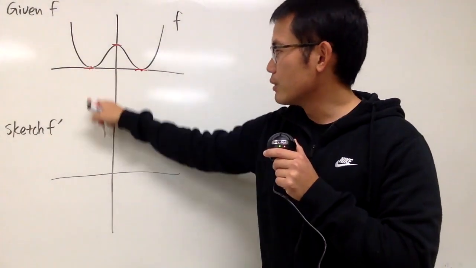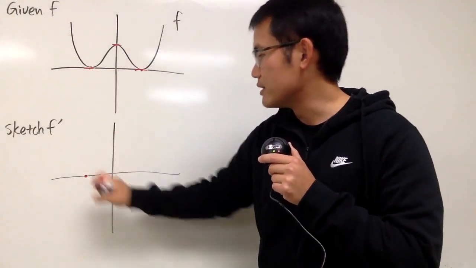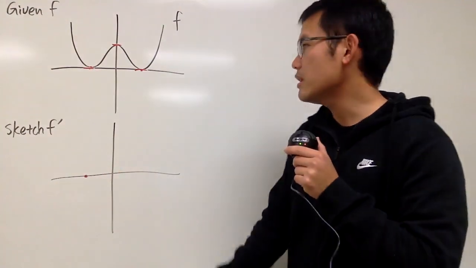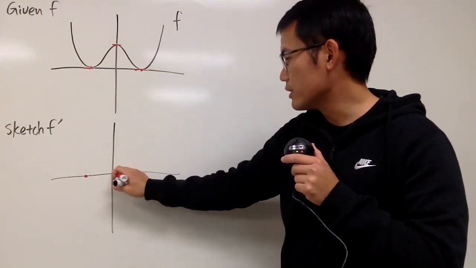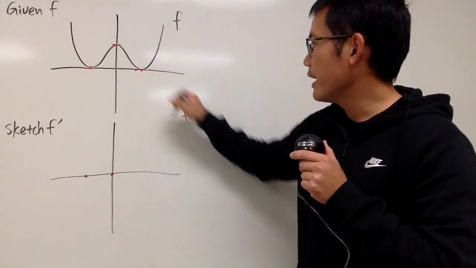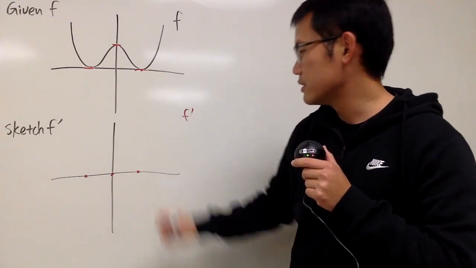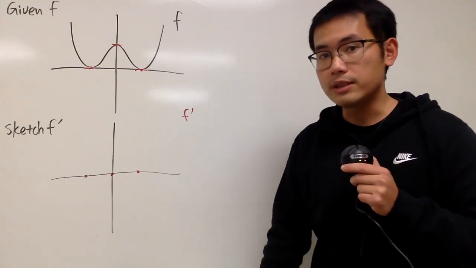So I just have to go down and we have the 0. And again, that's the x-axis here. And likewise, this right here will also give us 0 for the derivative. And then likewise, this right here will also give us 0 for the derivative. So we have these 3 points.